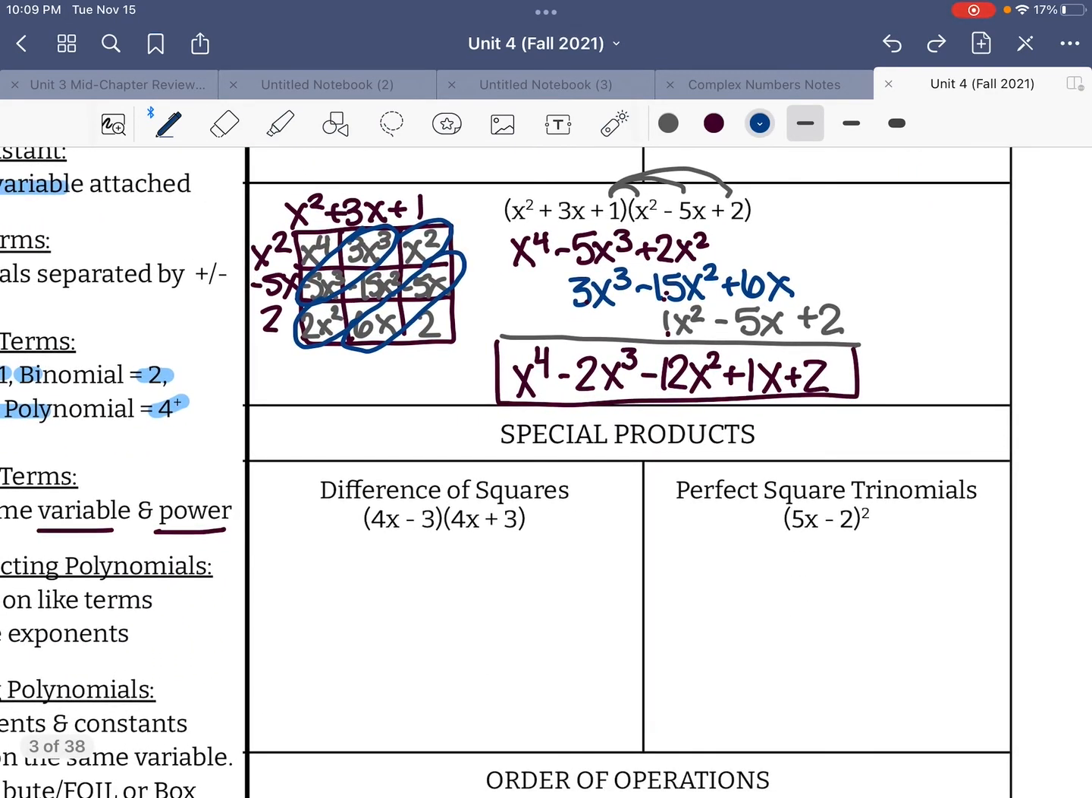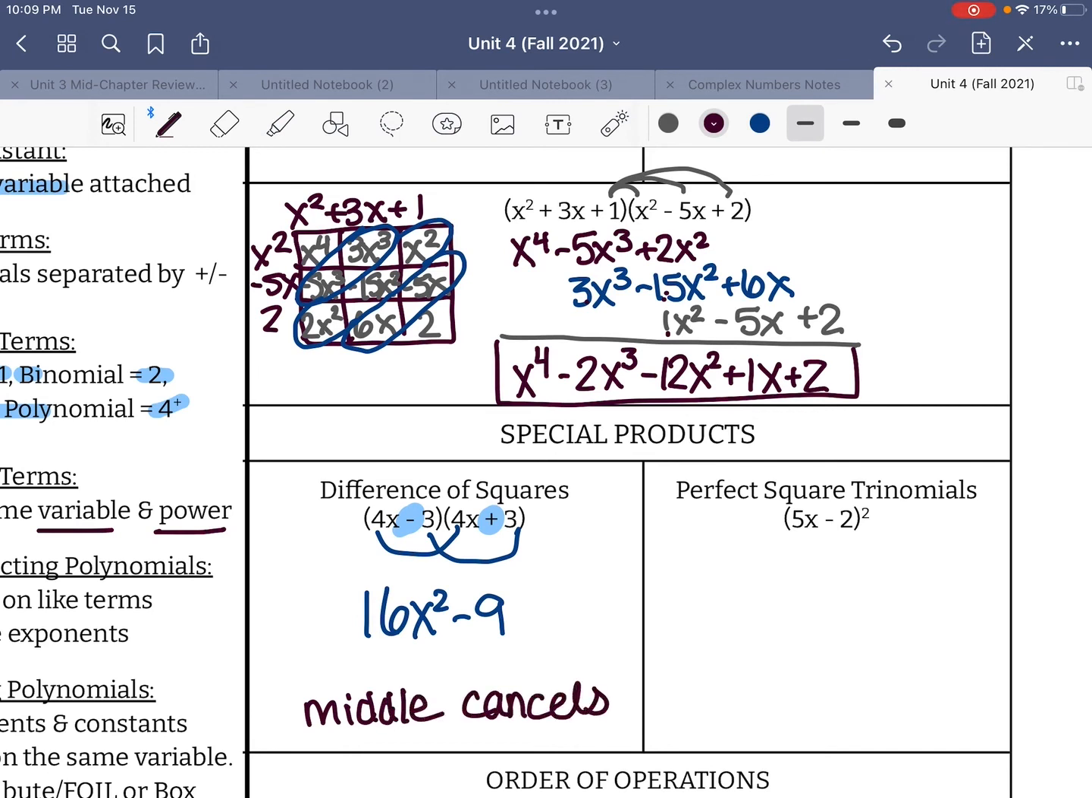Okay, let's talk about special products. If you ever notice that you have the exact same thing in both parentheses, except for one of them is plus and one of them is minus, you're just going to multiply the first two, 16x squared, and the last two, negative 9. The reason for this is because the middle is going to cancel out. If I multiplied everything like I'm supposed to, I would get 12x and negative 12x, which adds to 0. So that's why there's nothing in the middle right here.